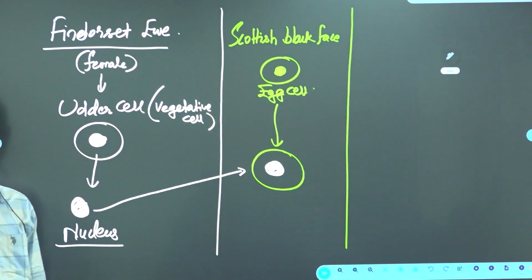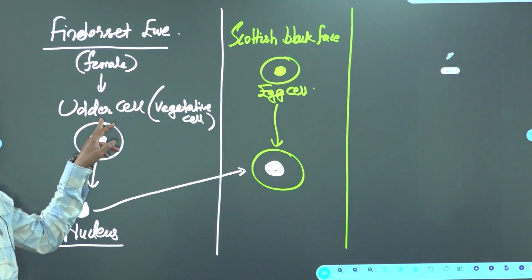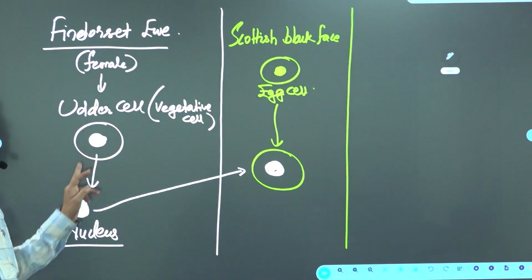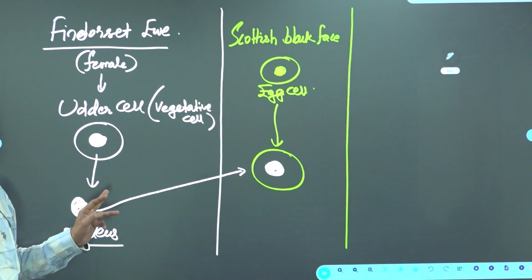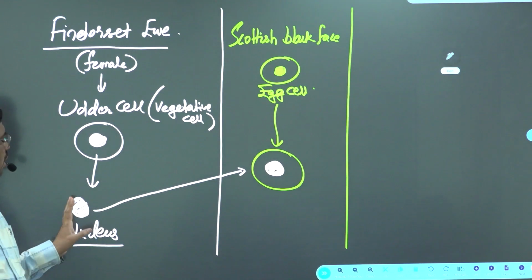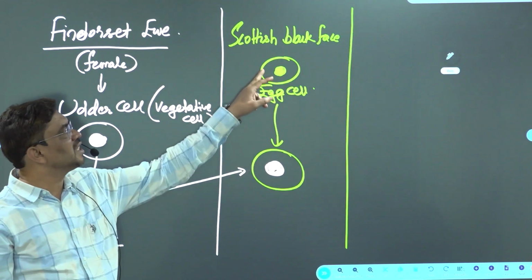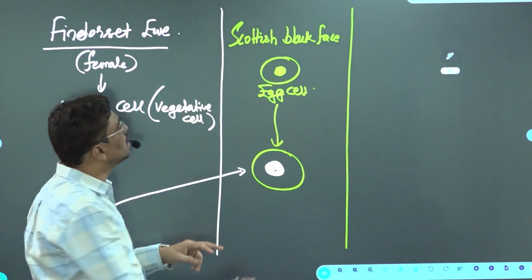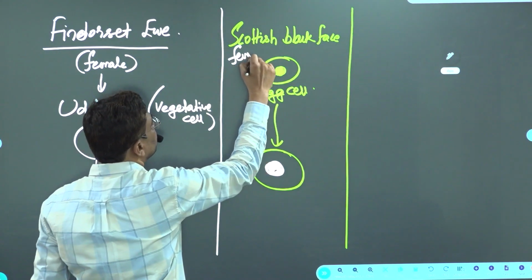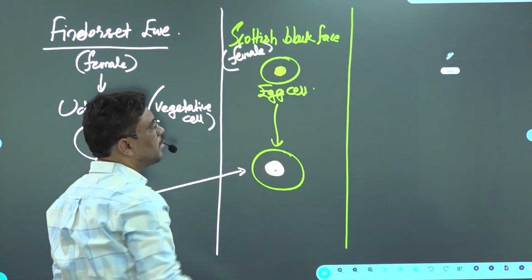Got it? He has taken the vegetative cell called udder cell. From this vegetative cell, he has taken the nucleus. He separated the nucleus. Now he inserted this nucleus into the empty egg cell of the Scottish Blackface. This Scottish Blackface is also a female sheep.